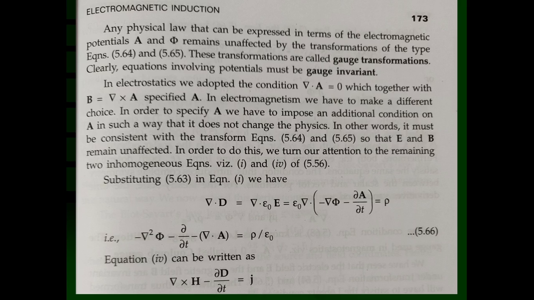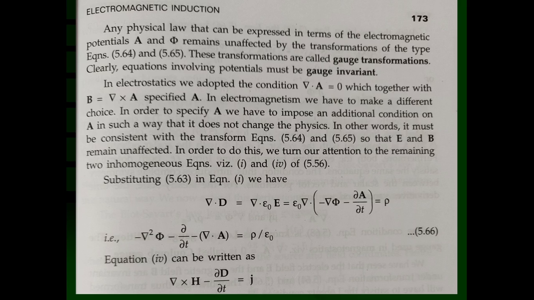In order to do this, we turn our attention to the remaining two inhomogeneous equations, 1 and 4 of 5.56. So now we are going to deal with the first and fourth equations of Maxwell's equations.